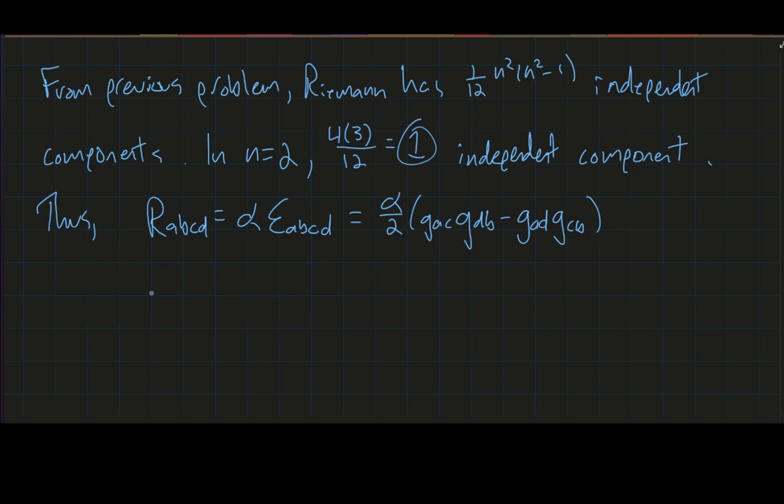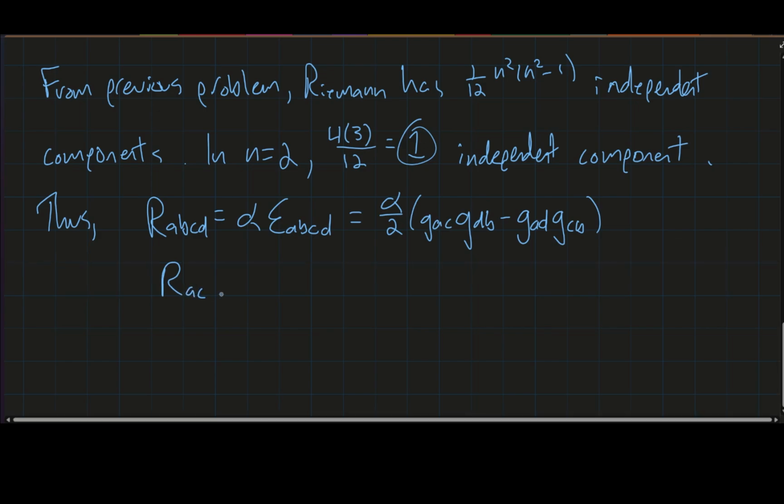Okay, so now if we go from here and we want to contract over the indices B and D, we will get the Ricci tensor R_AC on the left-hand side equals alpha G^BD times epsilon_ABCD. So if we write this out explicitly, we get a G_AC, and then a trace of the metric, G^D_D, minus delta^A_B G_CB, and this equals alpha over 2.